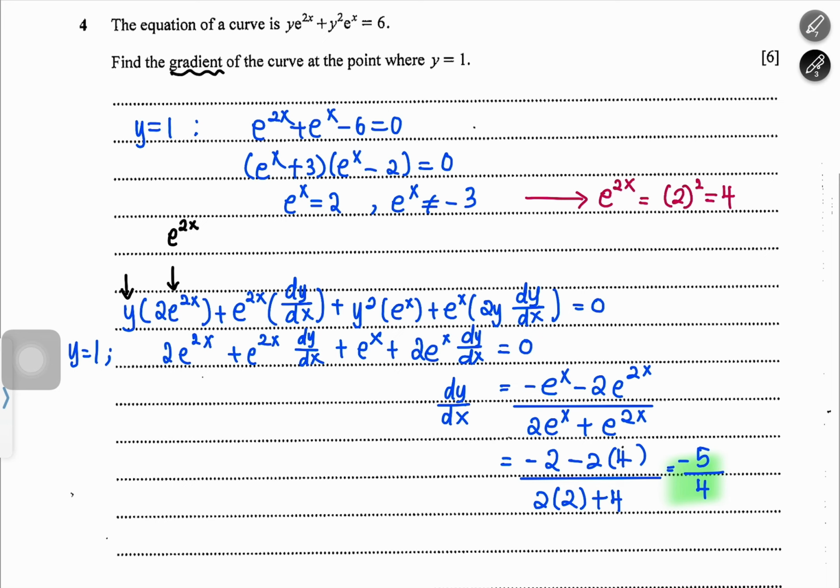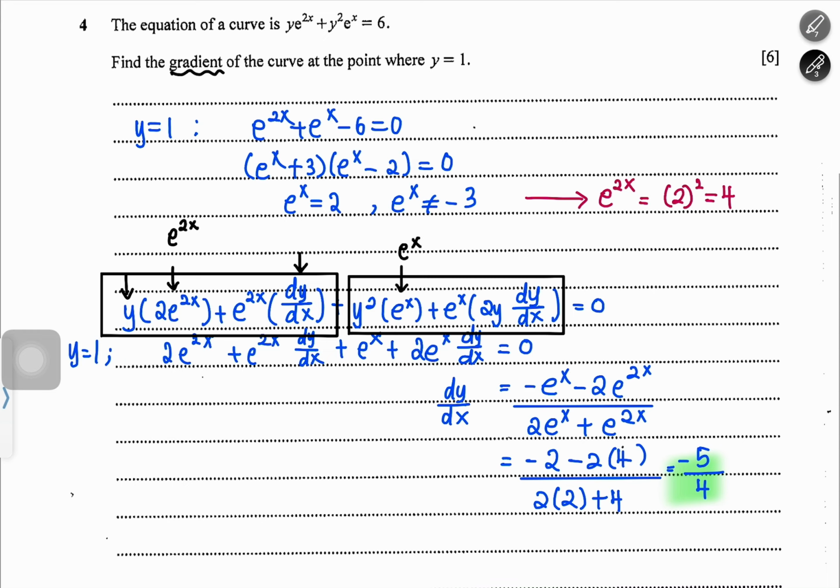For y, when you differentiate, you're going to get dy over dx. For the next one here, see this first one, for the first one and for the second one, you can pause and then you can check your solution. If I differentiate e power x, I'm going to get the same thing again. If I differentiate y squared, then I will get 2y dy/dx. And when you differentiate the 6, it's just going to be a 0.